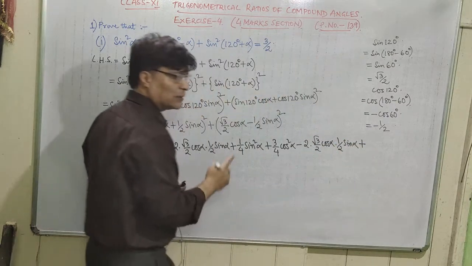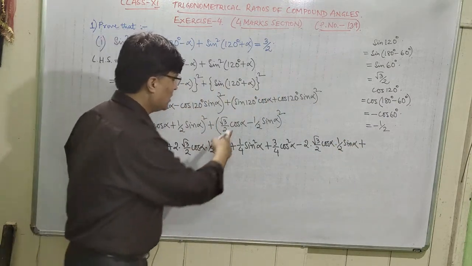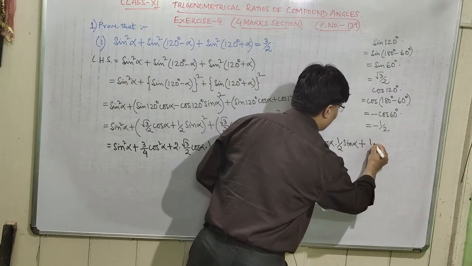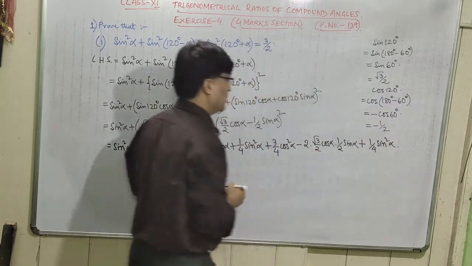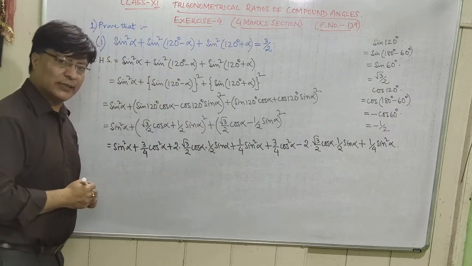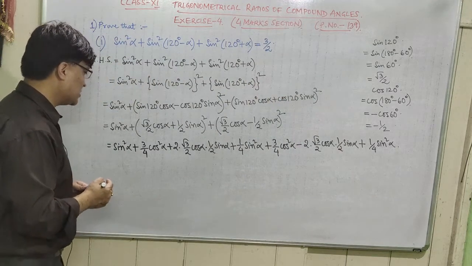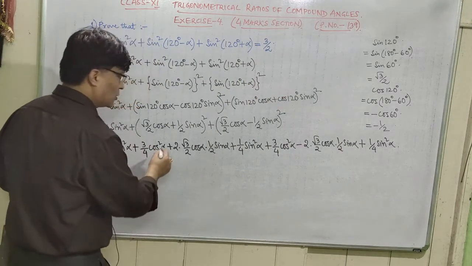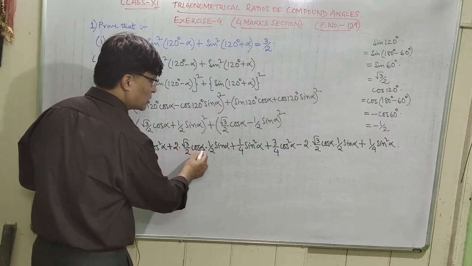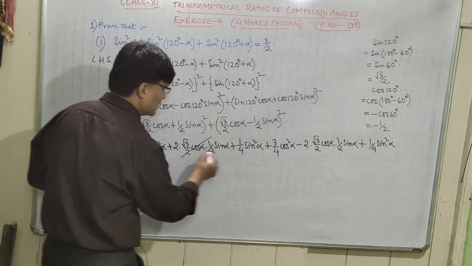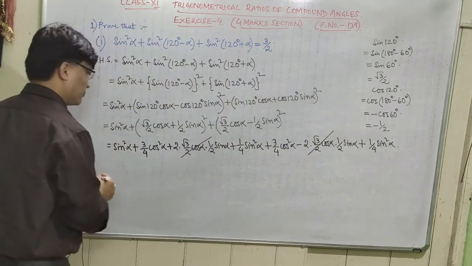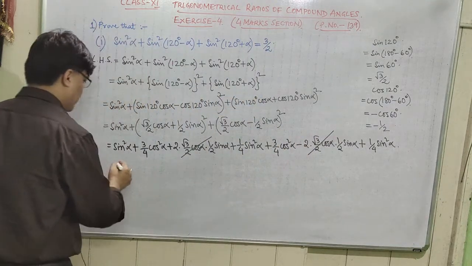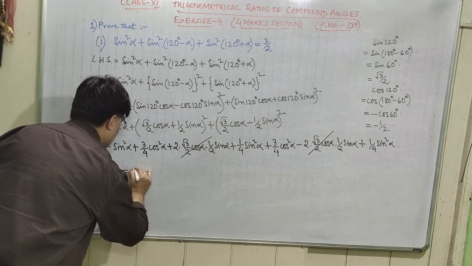Then plus b whole square. That is (half sine alpha) whole square. That is 1/4 sine square alpha. Is that understood now? So you can cancel here the plus 2 into root 3 by 2 cos alpha into half sine alpha. This will be cancelled, right? So now let us simplify it.